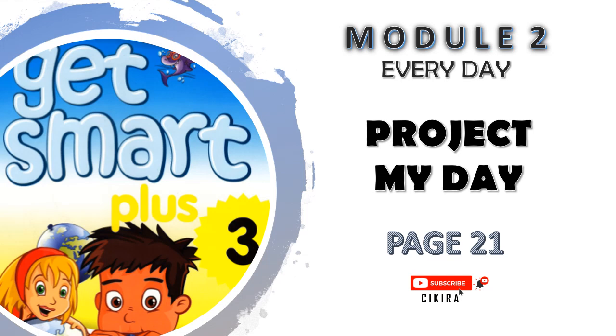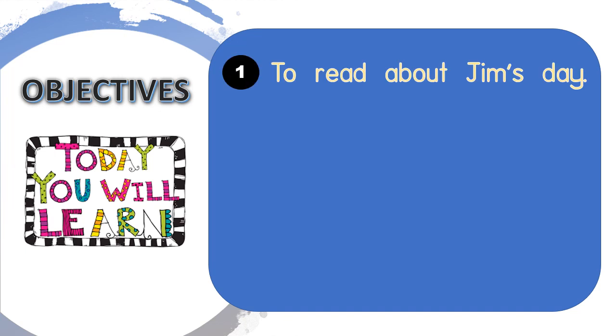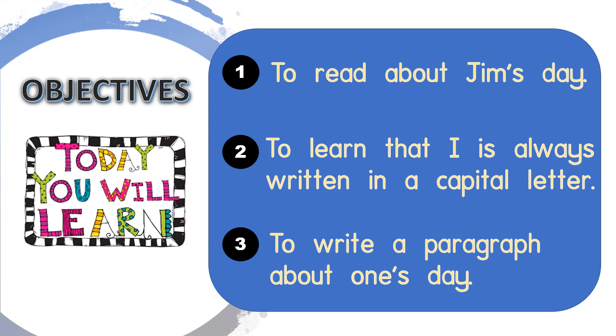Let's continue our lesson with Module 2, Project My Day. Today, you will learn to read about Jim's day, and then you will learn that I is always written in a capital letter. You can't write I in small letter. Whether it is at the beginning or at the end of the sentence, no matter where I is, you have to write I in capital letter. And the third one is you will learn to write a paragraph about one's day.